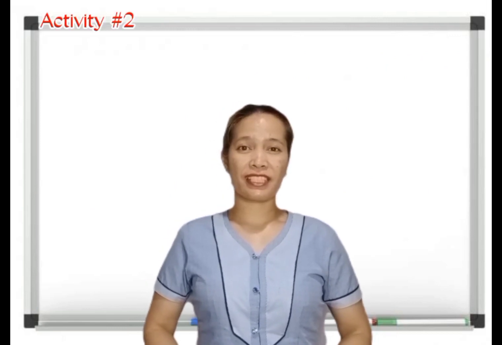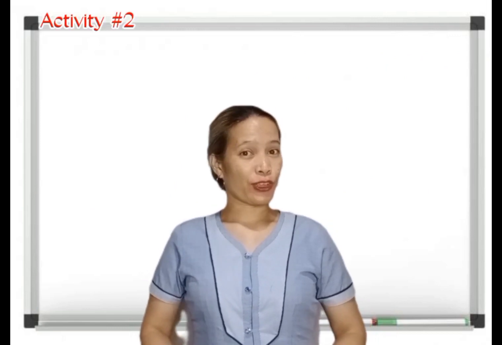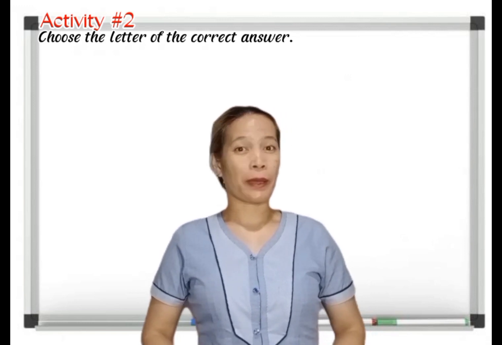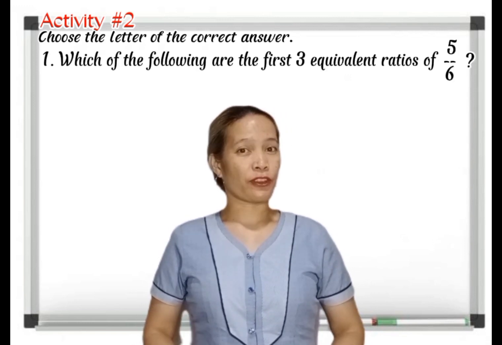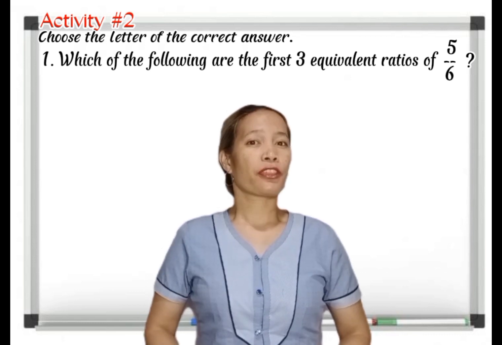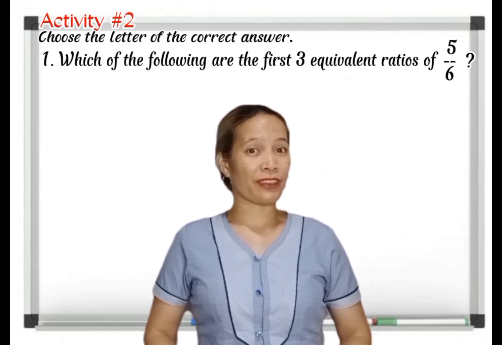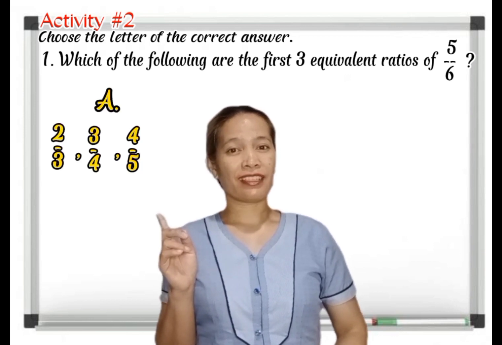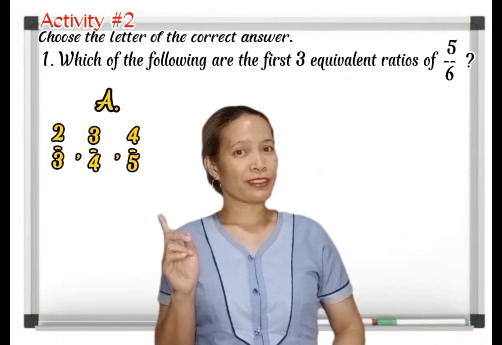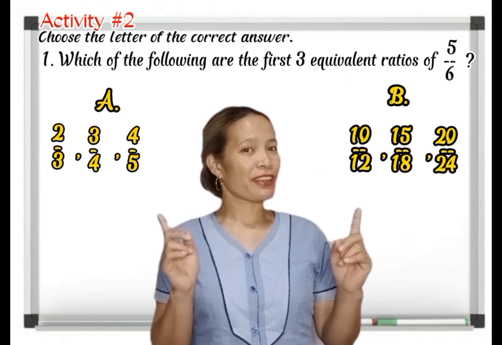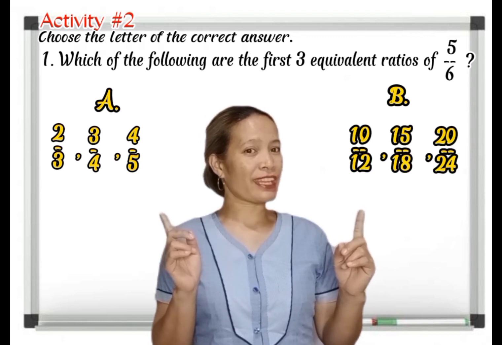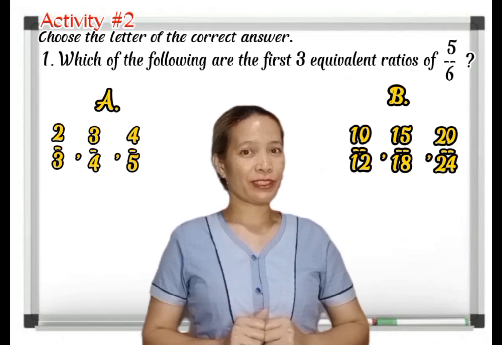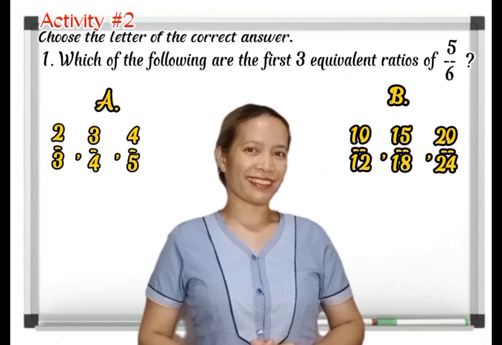Let's have activity number 2. You're going to choose the letter of the correct answer. Okay, number 1. Which of the following are the first 3 equivalent ratios of 5/6? Is it A, 2/3, 3/4, and 4/5? Or letter B, 10/12, 15/18, and 20/24? I'll give you 20 seconds to answer.